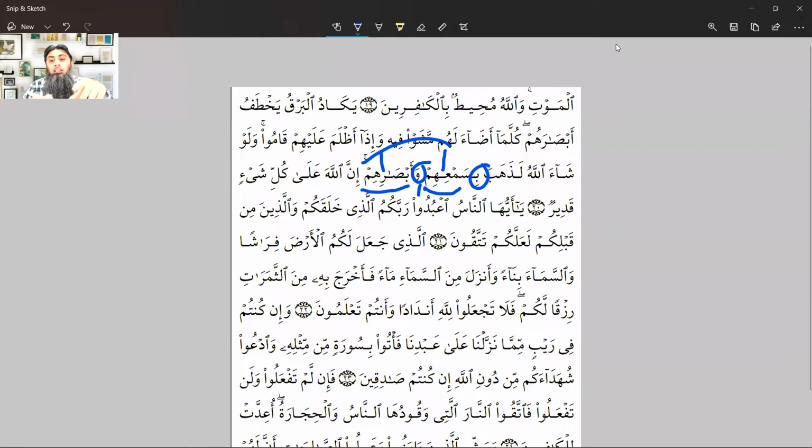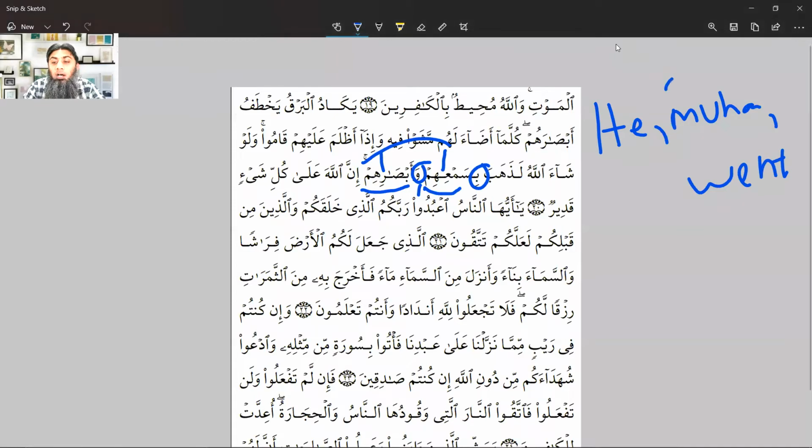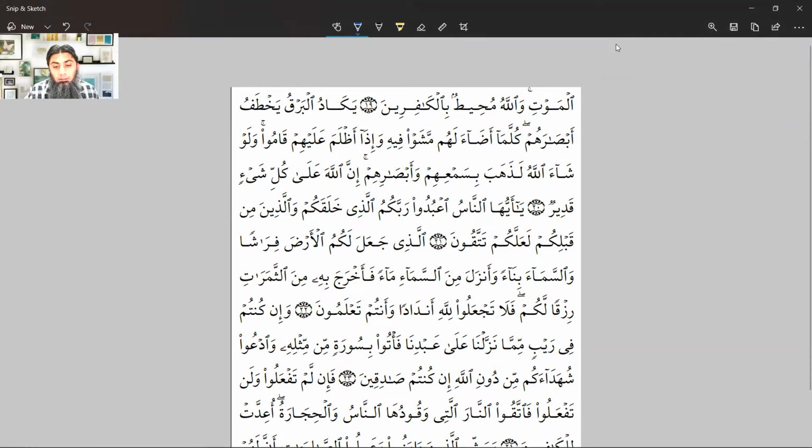For example, you remember I gave the example at one point, let me write that thing again. He, comma, Muhammad, comma, went. Now you can say that this Muhammad is the badal for he. Why? Because both of them refer to the same object. But here, sam'ihim means their hearing and absarihim means their sight. Okay, is that clear? Was it clear, Javed? Clear, brother. So keep going.